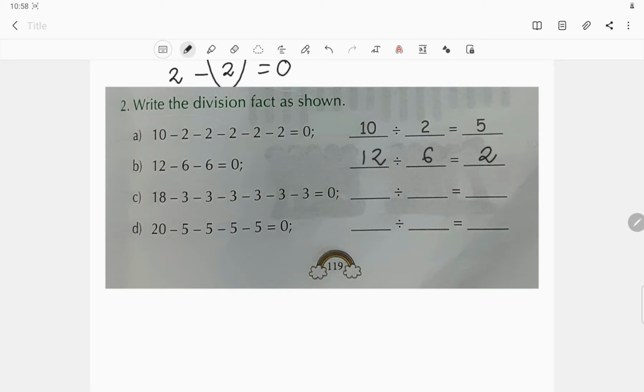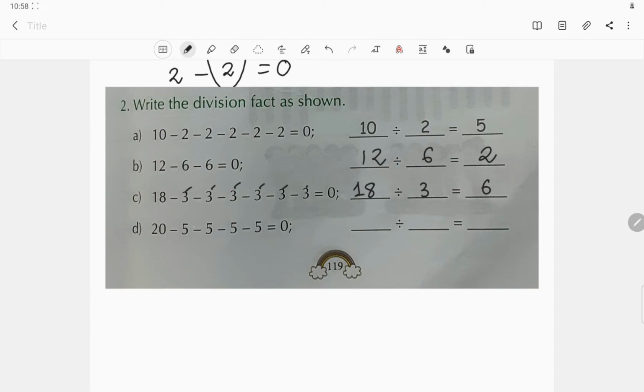Similarly, question number C, 18, and in the next blank it will be 3, and the result will be how many times 3 is repeated? 1, 2, 3, 4, 5, 6. So your answer will be 6.